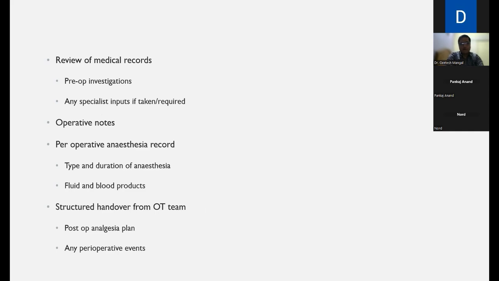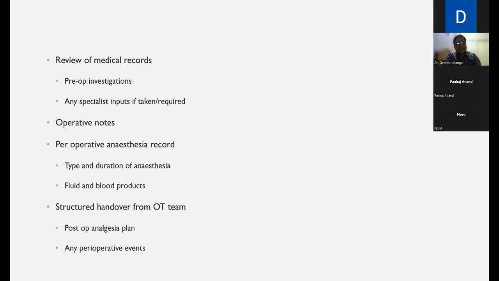Then we have to review all the medical records, especially the preoperative investigations and any specialist inputs which have been taken or which are required before proceeding to a major surgical procedure. Then the operative notes have to be looked into in detail, including the amount of blood loss in the operation theater. Sometimes there are procedures which are not planned upfront, but because of some intraoperative findings, additional procedures are done in the operation theater. So these things have to be noted.